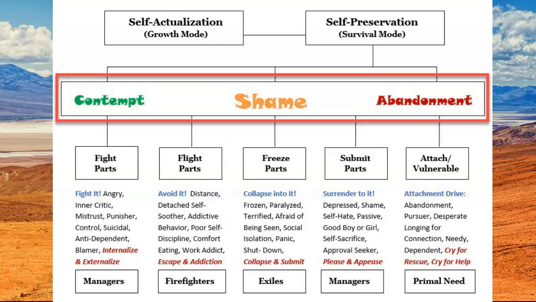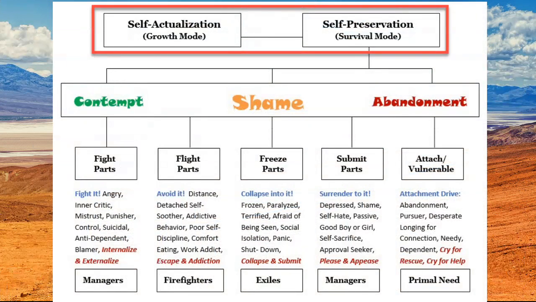As you can see, the model has two boxes on top, growth mode and survival mode, also known as self-actualization and self-preservation. You can also notice here that growth mode, or self-actualization, is not connected to the flowchart beneath it. When we get triggered into survival mode, that whole flowchart lights up, if you will. Now, we are all aware that survival instinct is an important part of the human experience. If we did not have a way to respond to a threat, we might not survive.